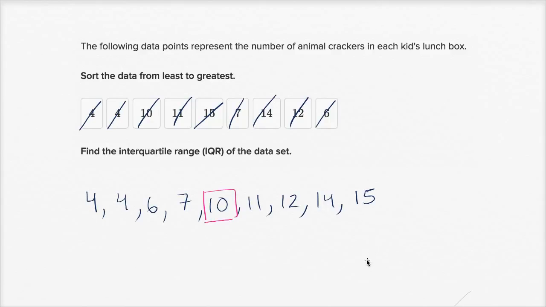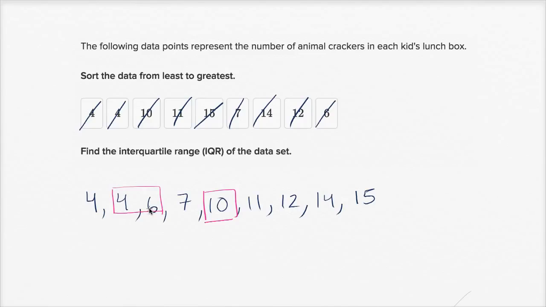And the interquartile range is all about figuring out the difference between the middle of the first half and the middle of the second half. It's a measure of spread, how far apart all of these data points are. And so let's figure out the middle of the first half. So we're going to ignore the median here and just look at these first 4 numbers. Since I have an even number of numbers, I'm going to calculate the median using the middle 2 numbers. So I'm going to look at the middle 2 numbers here, and I'm going to take their average.